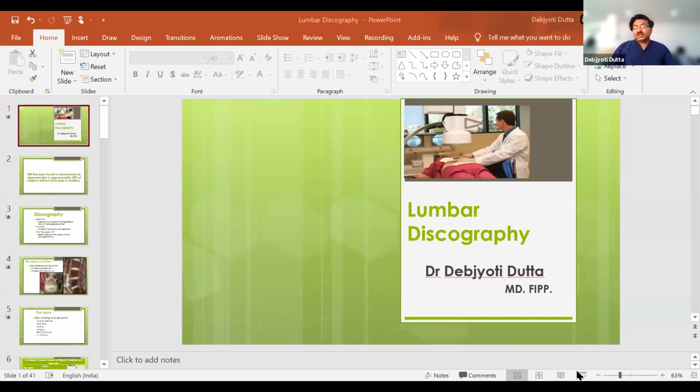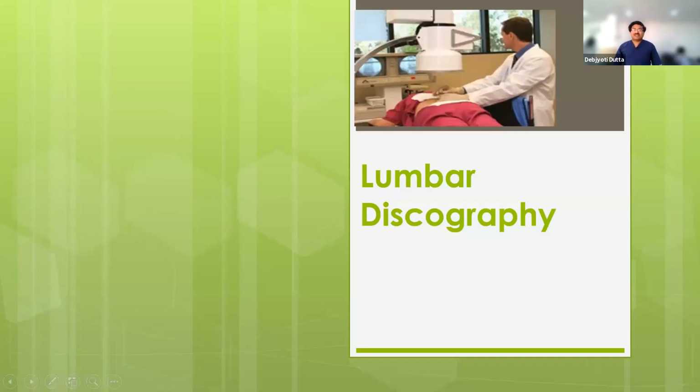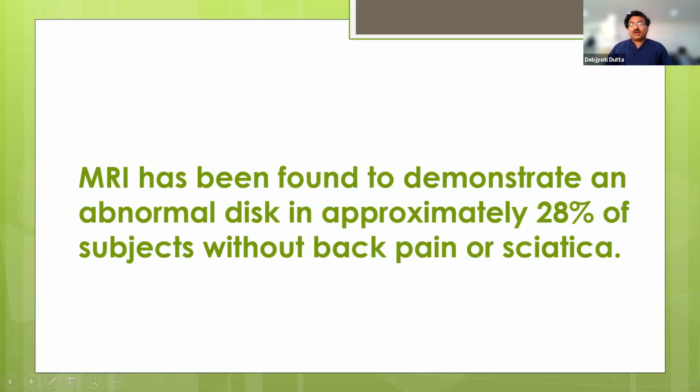Okay. So in simple words, what discography is, it is very simple. We have to prove that the disc is a pain generator. That is our assumption, that the disc might be a pain generator. How can we find that the disc is a pain generator? We all know in the disc only the outer portion of the annulus has the nerves and the vessels. On the inner side there are no nerves, no vessels. So if the disc is normal, it is not a pain generator.